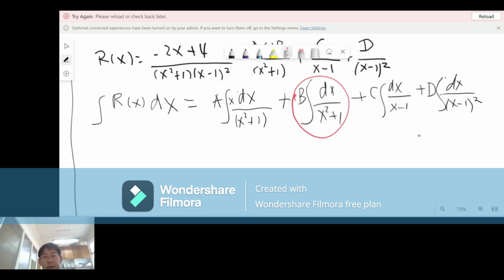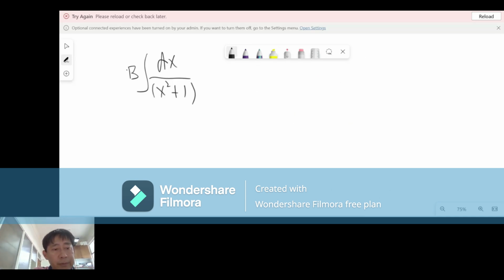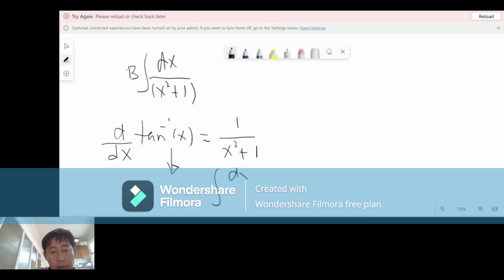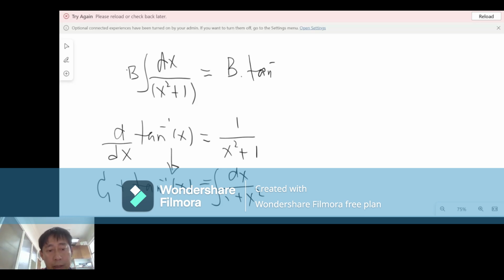The integration of the b term could be obtained by recalling the fact that the differentiation of the function arctangent gives you one over x squared plus 1. Therefore, the integration of 1 over 1 plus x squared is simply the arctangent. So the integration of the b term is b times arctangent x plus a constant.